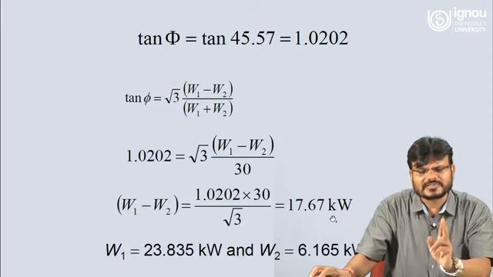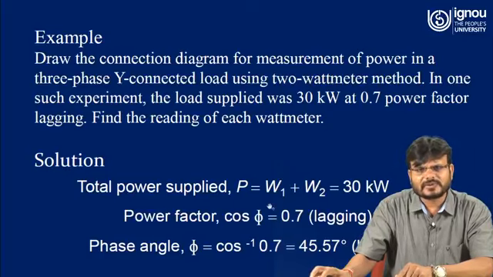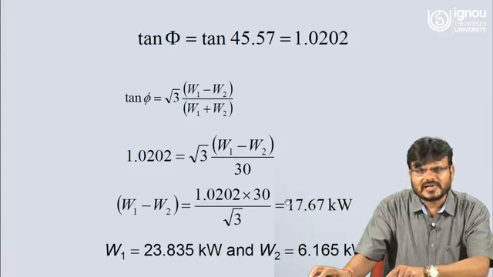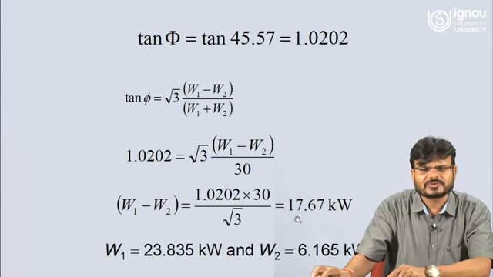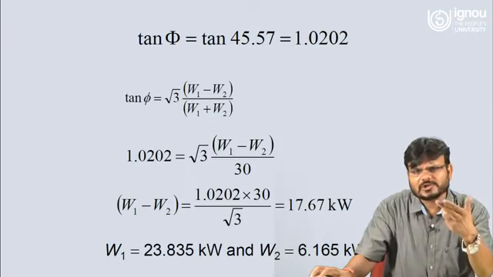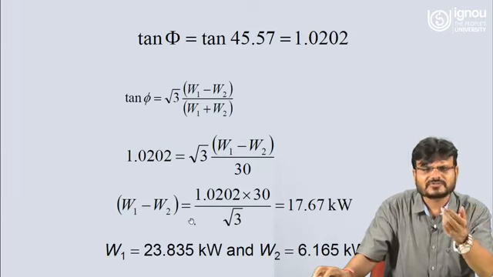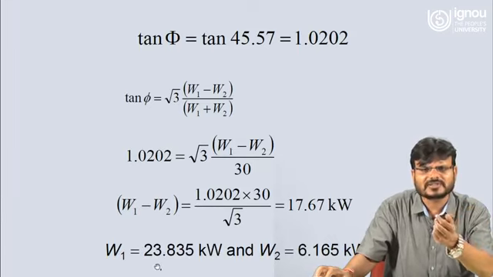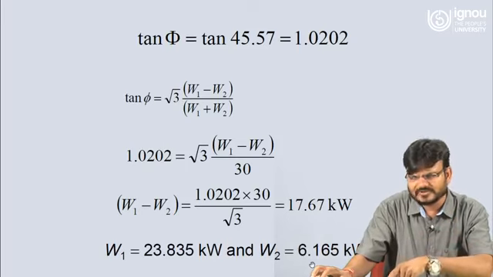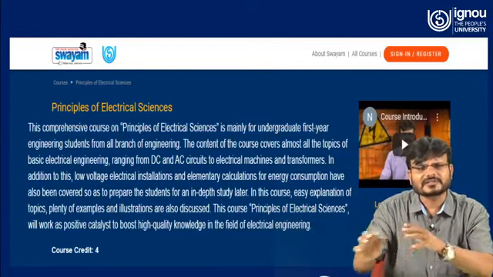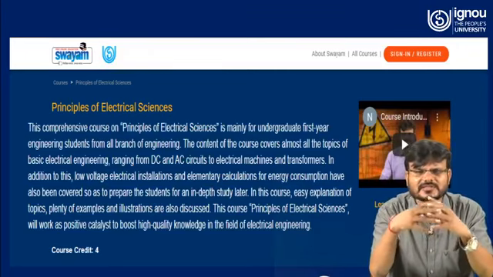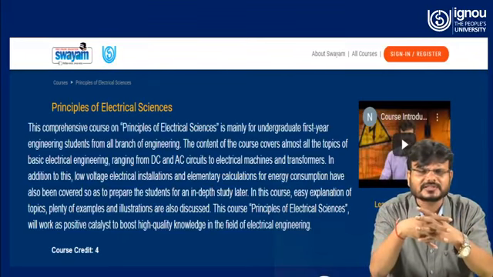Now you have two equations: W1 plus W2 is equal to 30 kilowatt, and W1 minus W2 is equal to 17.67 kilowatt. So you have two equations and two unknowns, so you can simply solve them. After solving, you are able to calculate W1 is equal to 23.835 kilowatt and W2 is equal to 6.165 kilowatt.